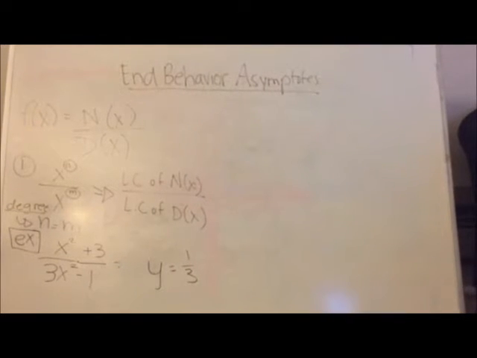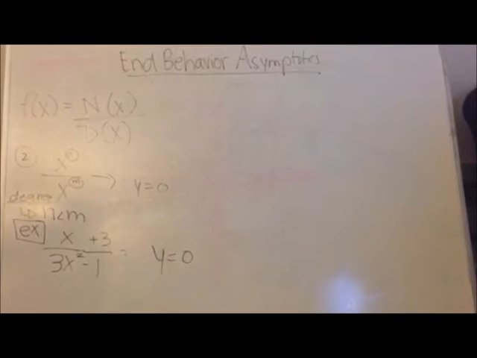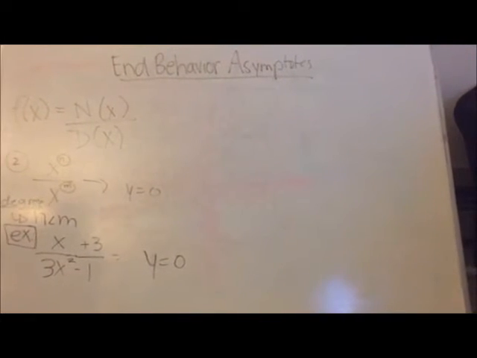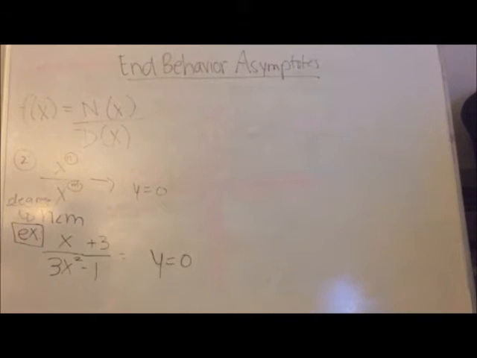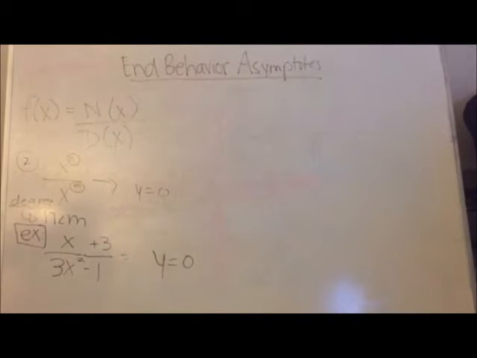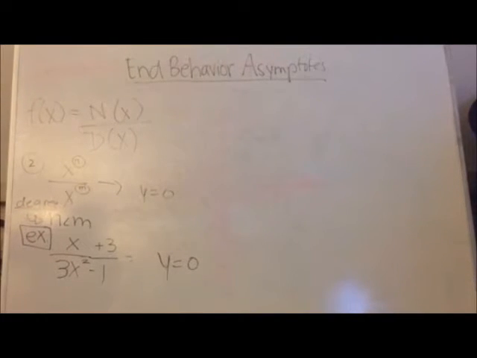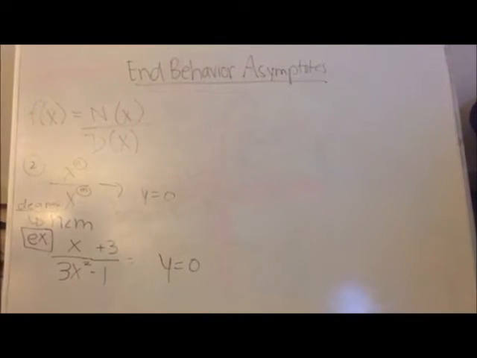So we found the ratio and it was 1/3. Our horizontal asymptote will be at y equals 1/3. Another instance of the end behavior asymptote is when the degree of the numerator is less than the degree of the denominator. So in our example, we have x plus 3 over 3x squared minus 1. Since the degree in the denominator is 2 and the degree in the numerator is 1, your asymptote will always be at y equals 0.